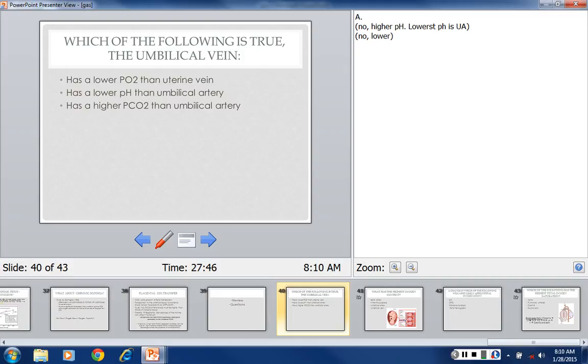It's two. So remember, the umbilical vein has a higher pH than the umbilical artery, because remember, the umbilical artery has the lowest pH. I did write this right. And the PCO2 is actually lower in the vein because the umbilical artery is what primarily is exchanging all that PCO2 over.